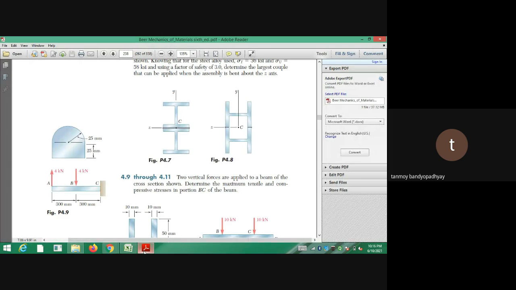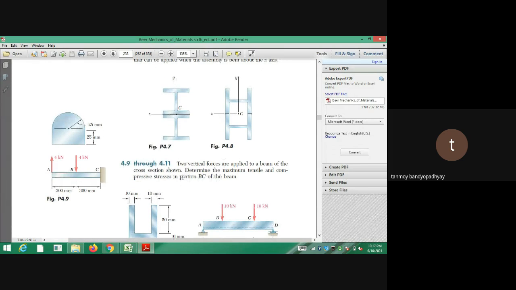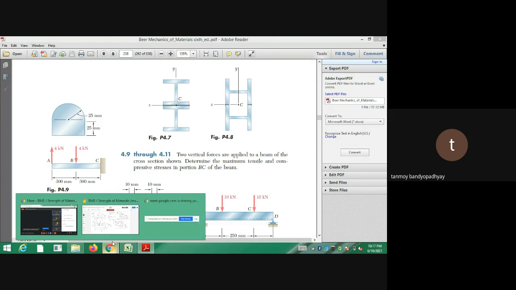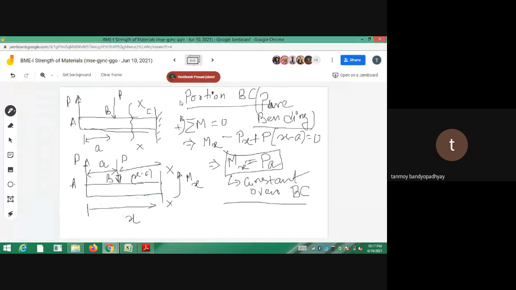See, now I'm going back to the problem. They have categorically stated that for the problems 4.9 to 4.11, you find out the stresses on the portion BC of the beam. I will be doing this one also. Okay? So the portion BC is under pure bending. Why? We have drawn the bending moment diagram and this one is the final bending moment diagram.